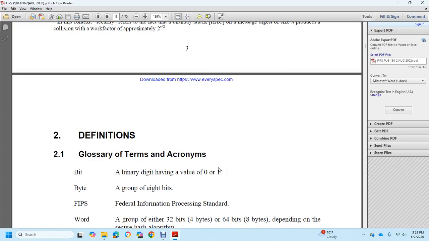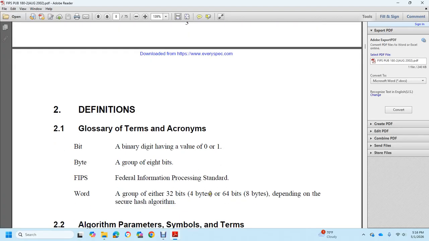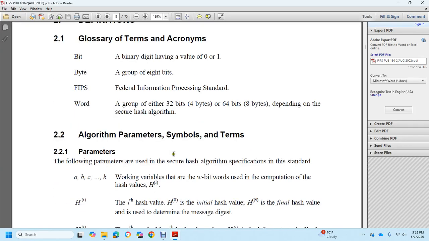Bit: a binary digit having a value of 0 or 1. Byte: a group of 8 bits. FIPS: Federal Information Processing Standard. Word: a group of either 32 bits (4 bytes) or 64 bits (8 bytes), depending on the secure hash algorithm. Algorithm parameters, symbols, and terms.